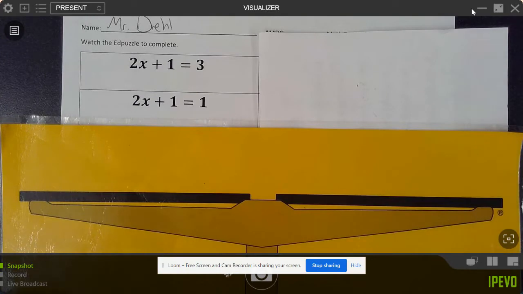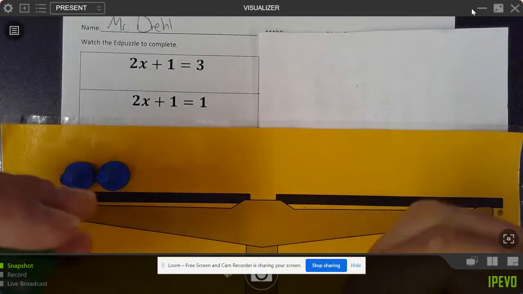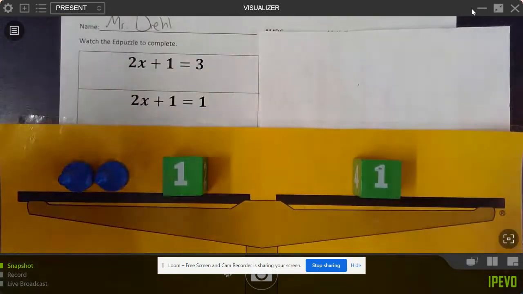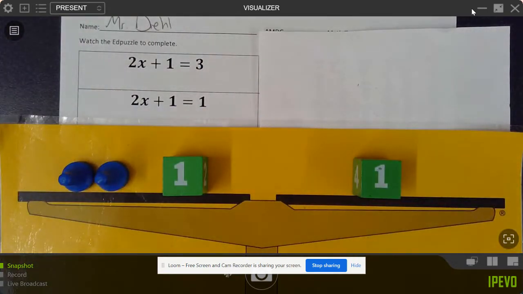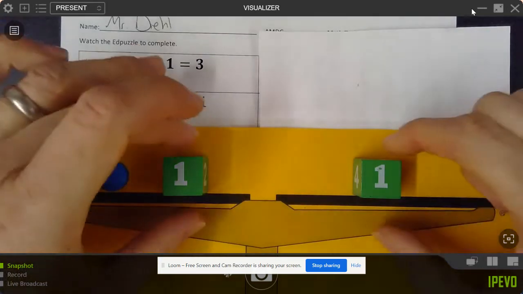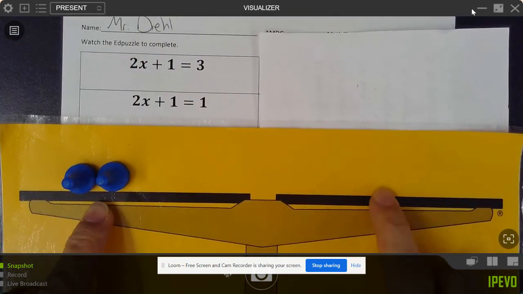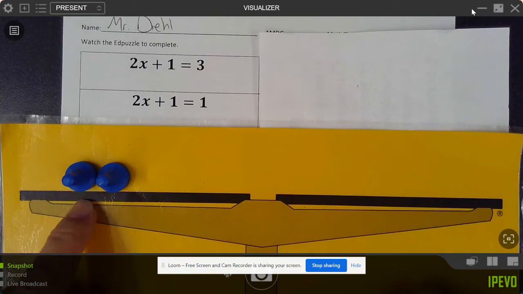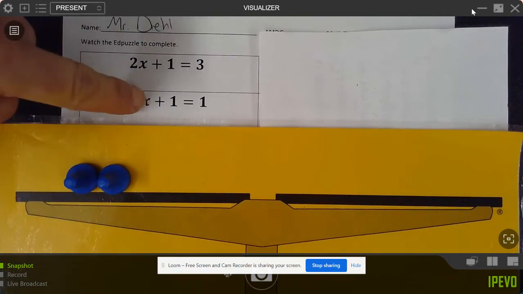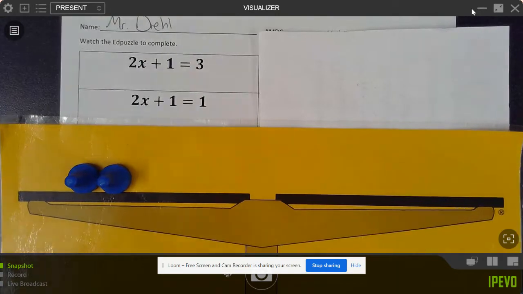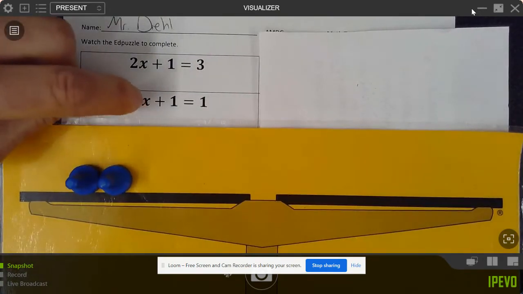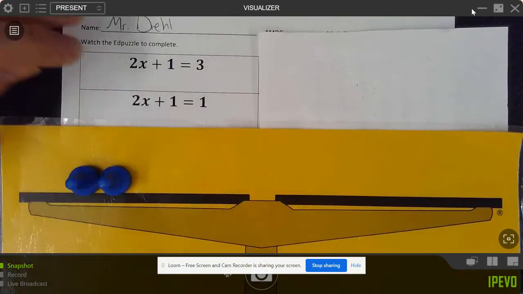Now, if I had this equation, it's a little different. 2x plus 1 equals 1. What do you think x would have to be? Well, if you said 0, you're correct, because you could take 1 off of both sides. Now you have two x's balanced with nothing. Therefore, each x has to be nothing. x has to be 0. 2 times 0 is 0, 0 plus 1 is 1. That's a true statement. There's only one number you could plug in for x to make this equation true.